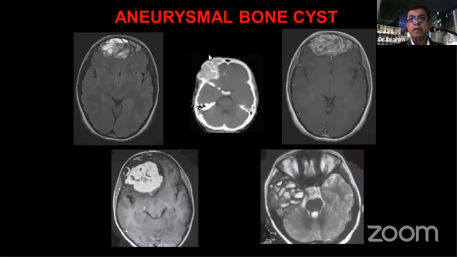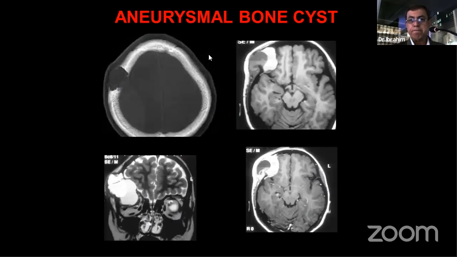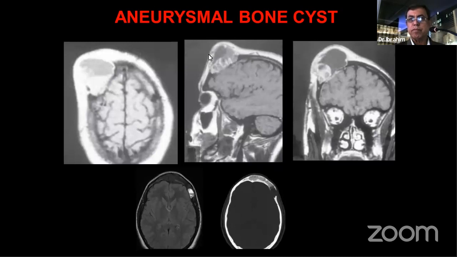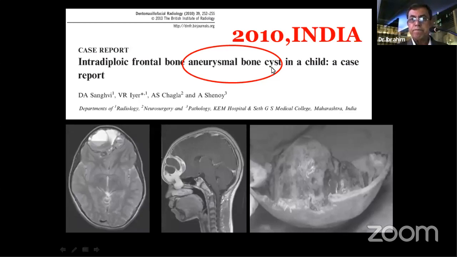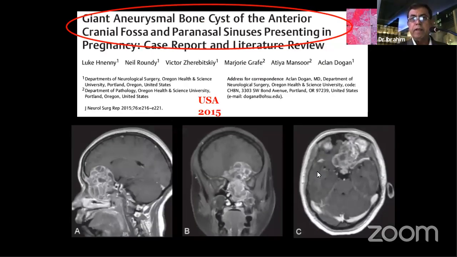And in the cranium, it can affect many sites, frontal or temporal. So frontal is a common site. And again, if you show this X-ray to any resident during exam, he will tell you this is hemangioma. So it looks like hemangioma, but it is not. Again, in a child, intradiploic frontal bone aneurysmal cyst. And this is the bone with the aneurysmal bone cyst inside it as they removed it. And this is in the anterior fossa, invading the anterior fossa completely, from USA.